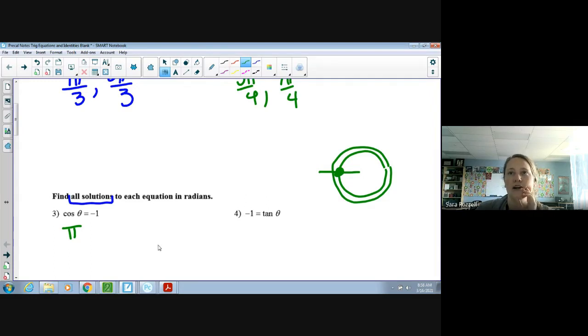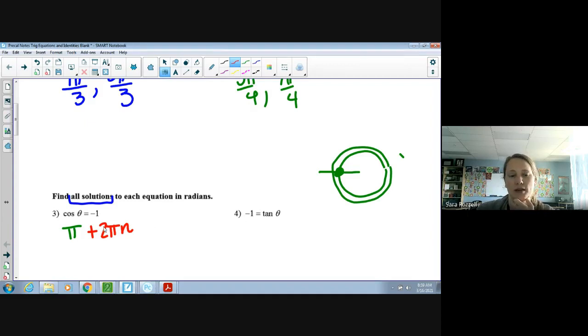But we want to tell the person that's looking at our paper that every time around the circle, it's going to also be at pi. So if we go all the way around the circle again and again, it's also at pi. How much is once around the circle? 360, and in radians, that is 2 pi. So what we're going to write is, after we write our answer, we're going to add plus 2 pi n, and n stands for an integer.